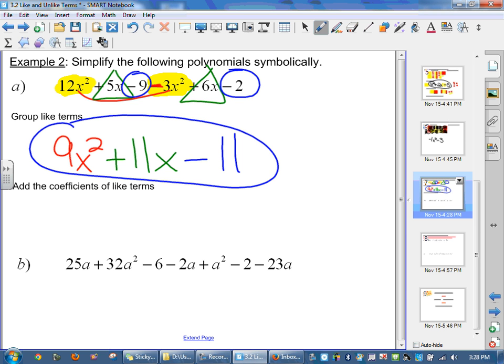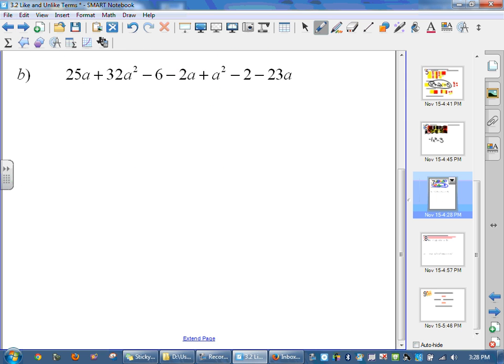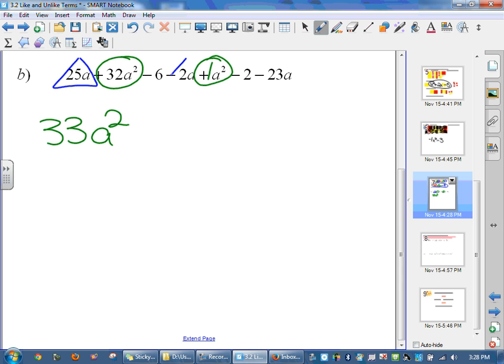Well, if you grouped it together the way we just talked about, your a squared, so I'm going to circle them this time. Don't forget there's a hidden 1 there. You're going to have 33 a squareds. If I take a look and I do my a's, let's do a's as a triangle. I've got 25. Subtracting 2 is 23. Uh-oh, positive 23, subtracting 23. My a's disappear completely. I have none left.